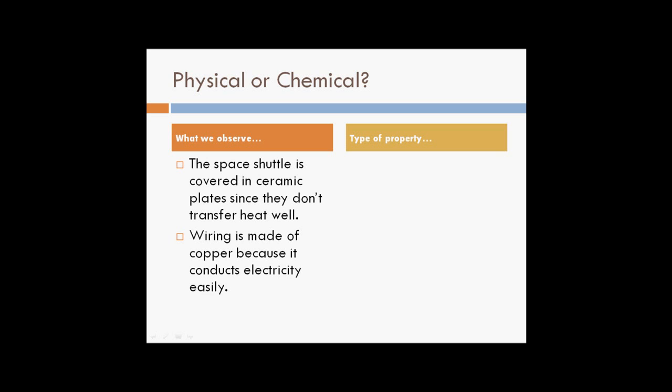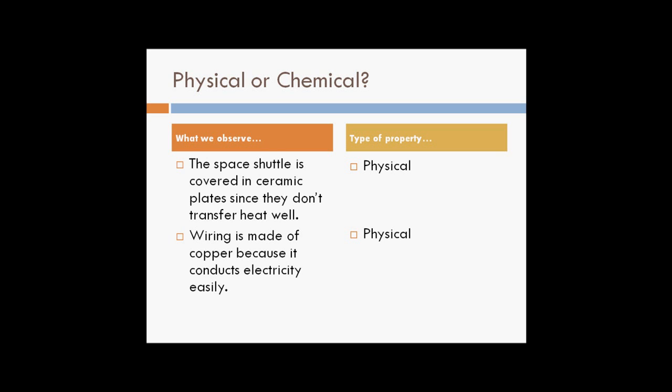So what about this: we cover the space shuttle in ceramic plates since ceramic plates don't transfer heat very well. This would be an example of a physical property. This is talking about our ability to conduct heat and to conduct electricity. Now in this case, ceramic would be a poor conductor, a bad conductor, because it's not letting the heat get through.